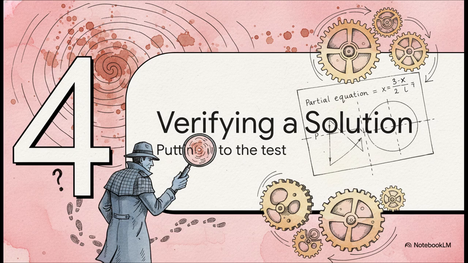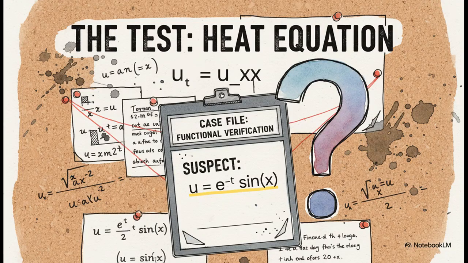You know, sometimes in a differential equations course, you're not asked to find the solution. You're just given a potential one and asked to check if it's legit. So let's put one to the test. Okay, here's our suspect. This function, u of x comma t equals e to the minus t times sine of x. And just to make our lives easier, we'll pretend that our material constant k is just 1. The big question is, does this function actually satisfy the heat equation? Is it a real solution?